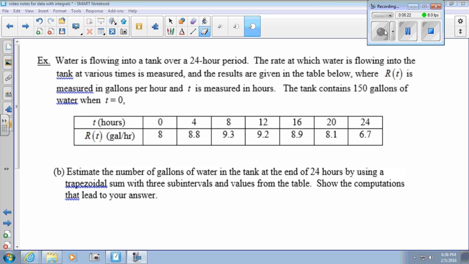Okay, and when you add and multiply all of that together, you come out with 204.4 gallons of water that have been added to the tank. Okay, so the total number of gallons would be the 204.4 plus the 150 that we started with, giving us a grand total of 354.4 gallons of water.